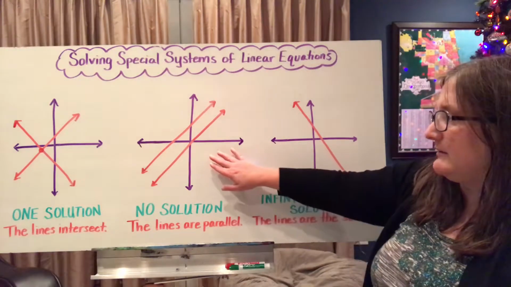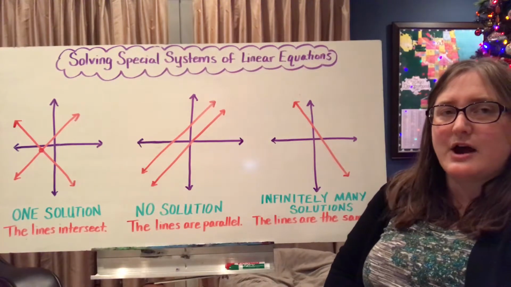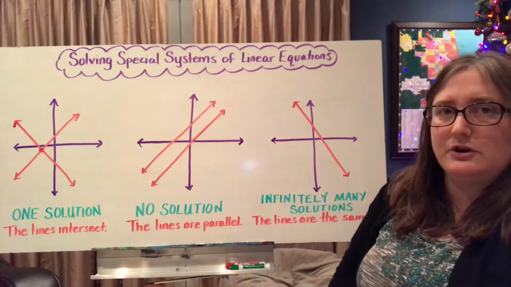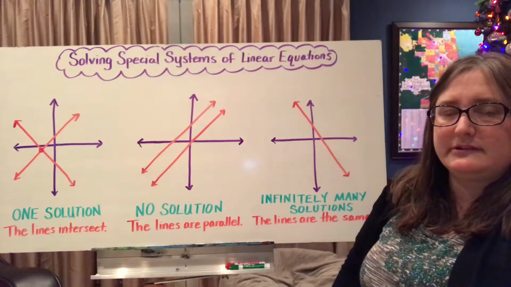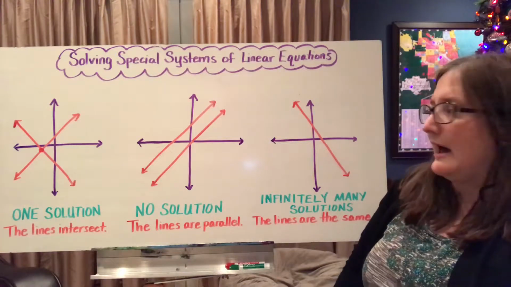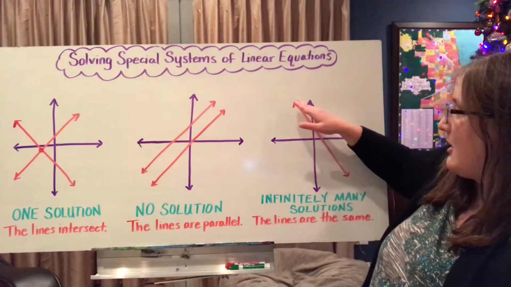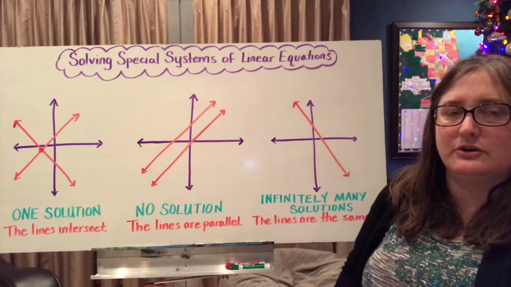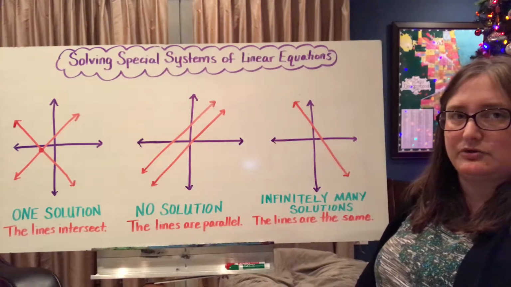But if the lines are parallel and they never cross over, they never have a point that works for both equations, so they'll have no solution. There are also times when the system is two or more lines that are exactly the same line. They are on top of each other and they literally share every single coordinate point, so they have infinitely many solutions.